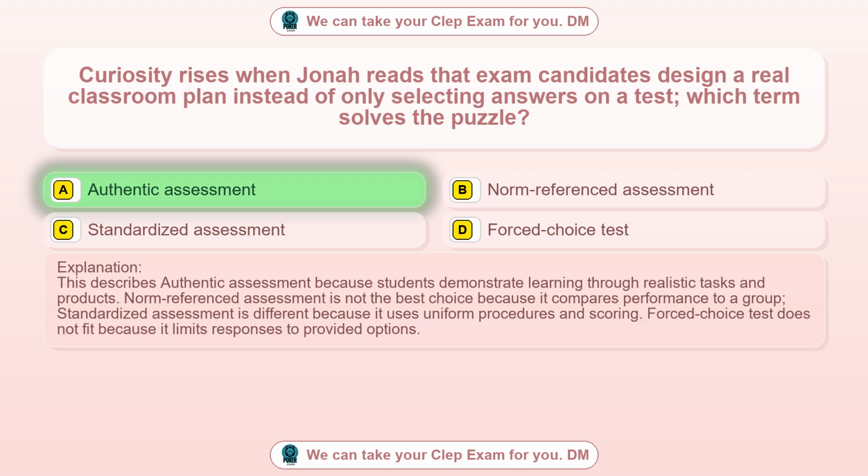This describes authentic assessment because students demonstrate learning through realistic tasks and products. Norm-referenced assessment is not the best choice because it compares performance to a group. Standardized assessment is different because it uses uniform procedures and scoring. Forced choice test does not fit because it limits responses to provided options.